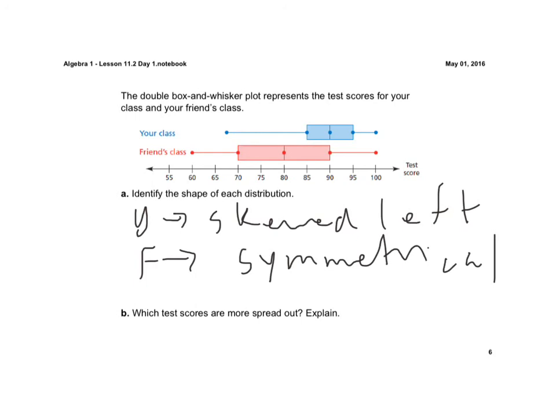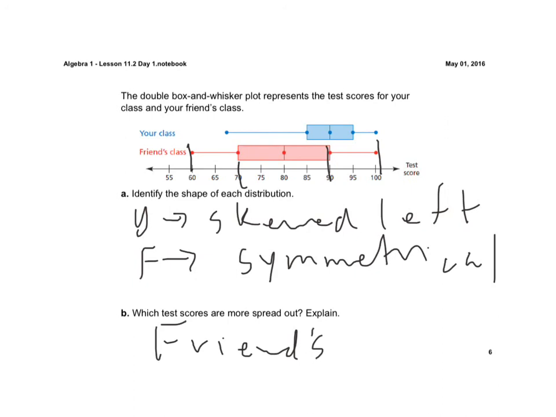Okay, which test scores are more spread out? So I would assume, if you look at this, the interquartile range would be larger, and the range would also be larger, so your friend's would be more spread out.